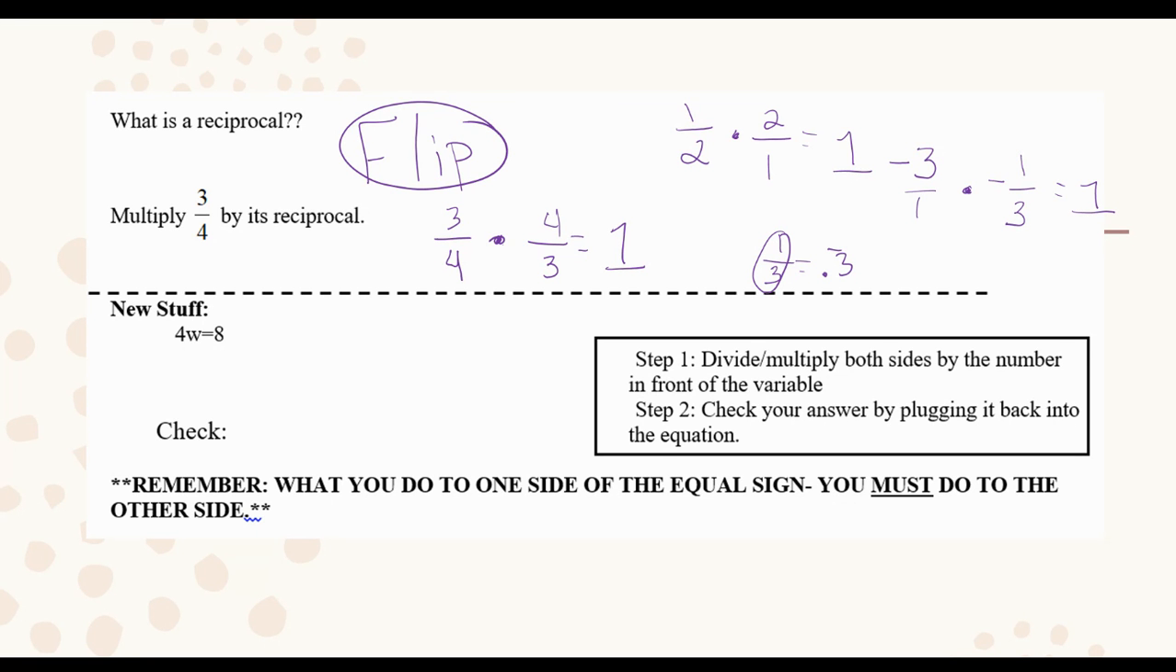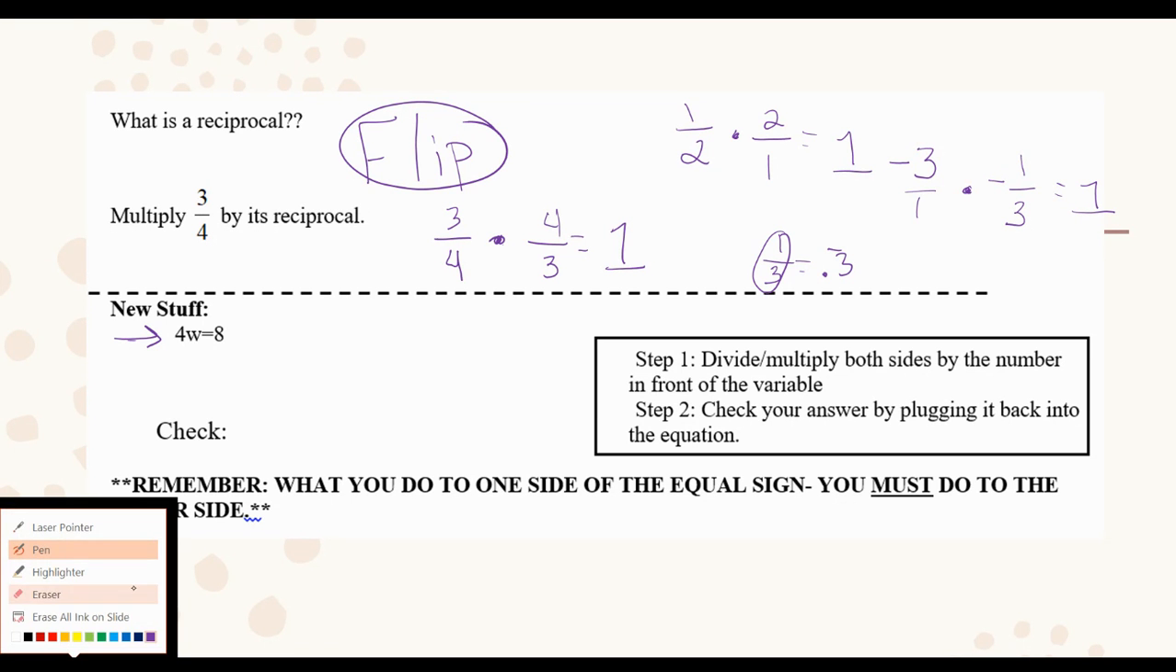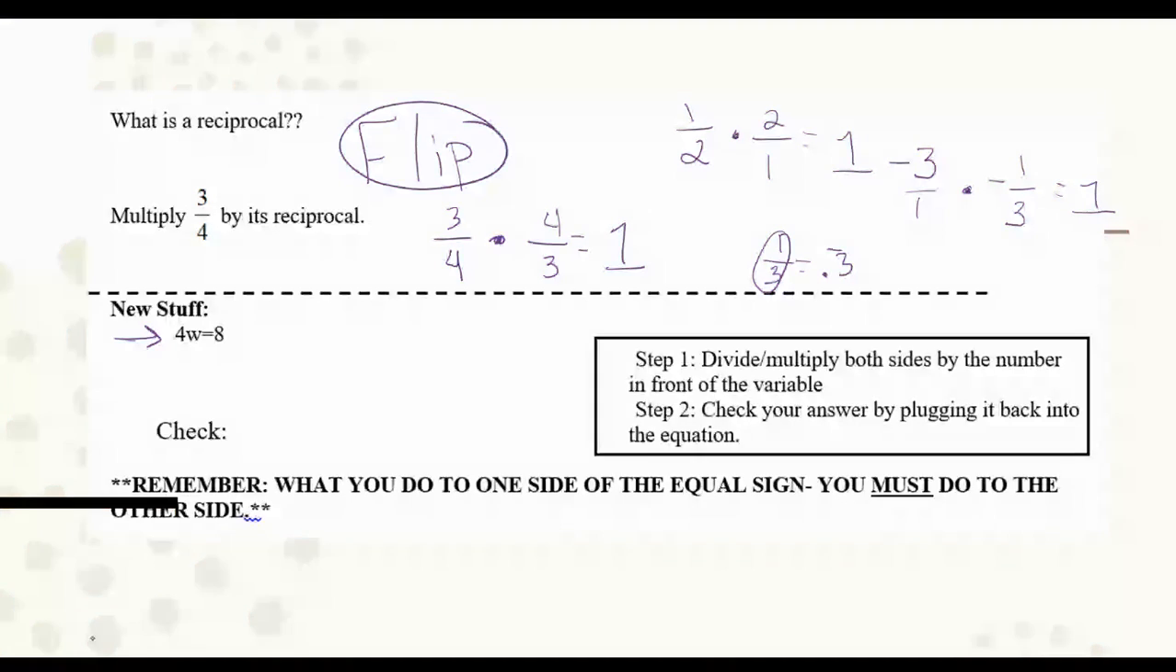All right, so looking at this new problem here, we have 4w equals 8. So your steps over here are multiply or divide both sides by the number next to the variable. So the 4 and the W, there's really an imaginary multiplication sign in there. We had already said that the opposite of multiplication is division. So we need to divide everything by 4. 4 divided by 4 is really a 1. I end up with 1W. 8 divided by 4 then is 2.